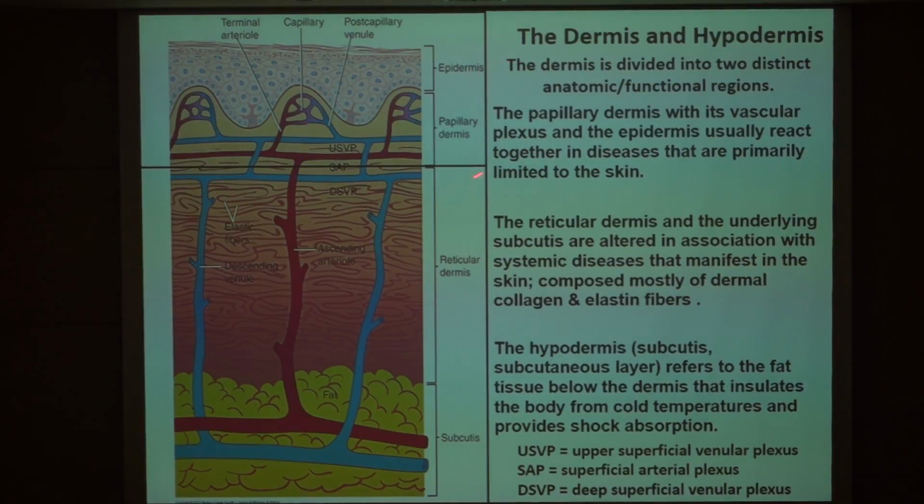And then note that the papillary nervus with its vascular plexus and the epidermis usually react together to diseases that are primarily limited to the skin. And the best example of this is psoriasis, where you basically have the changes in the epidermis that you're about to discuss. And remember, we're talking about squirting the blood, but you don't have any changes below that.